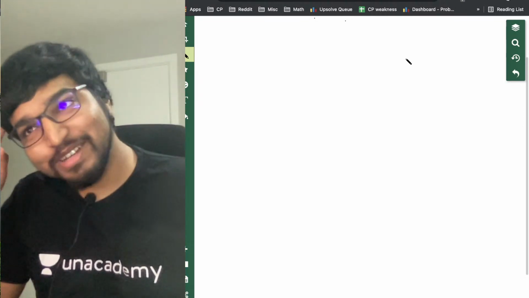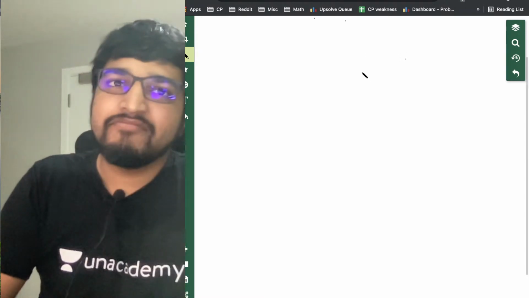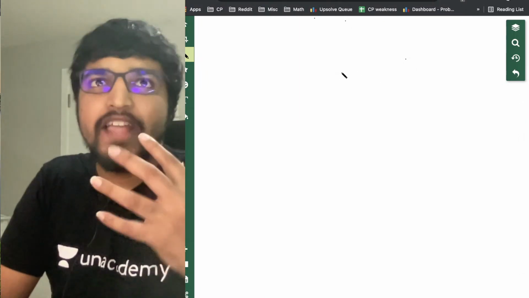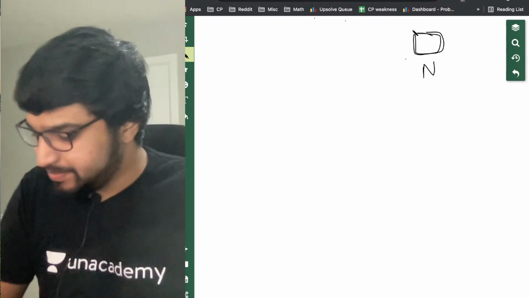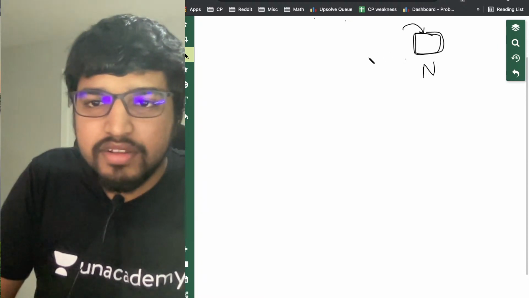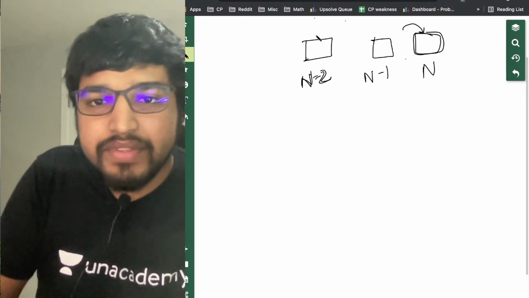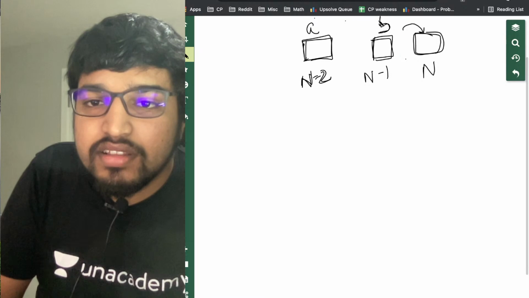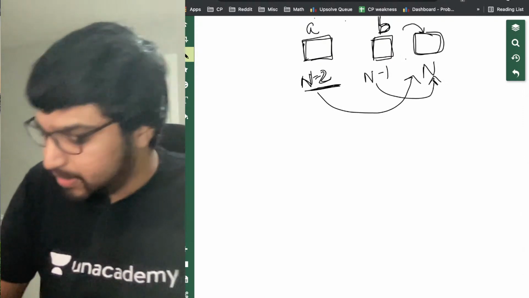So, how do you solve this problem? Let's look at the last stone. If we want to jump to the last stone, we either jump from stone n-1 or stone n-2, right? Let's say the cost to reach n-2 is A, and the cost to reach n-1 is B. And say the cost from n-2 to n is something, and from n-1 to n is something.